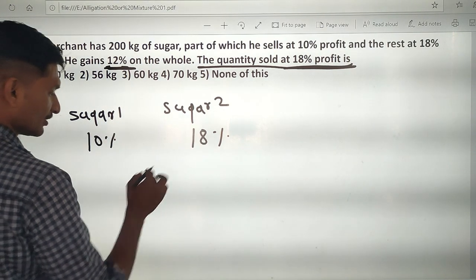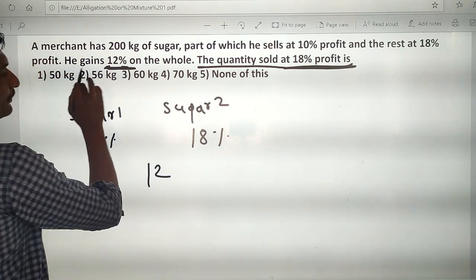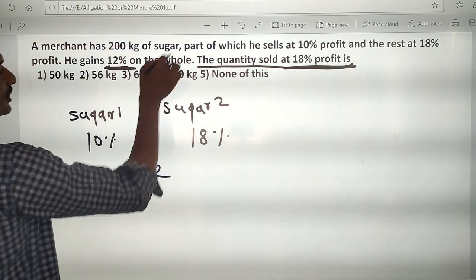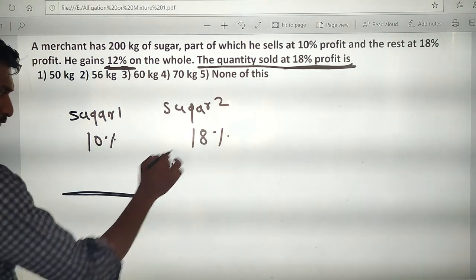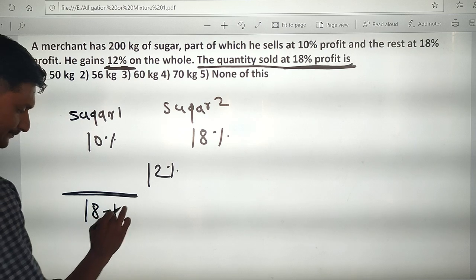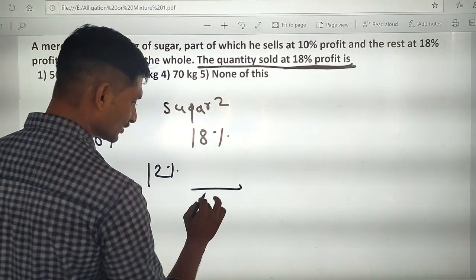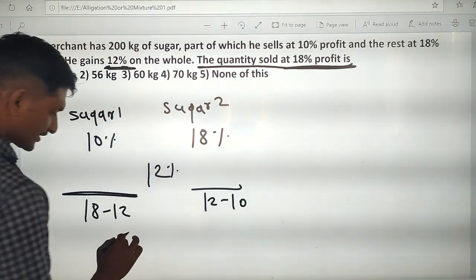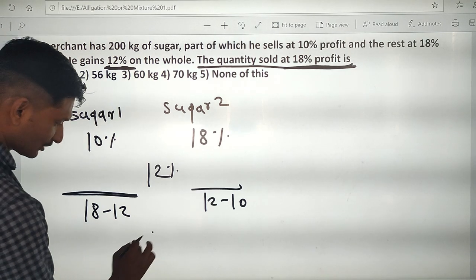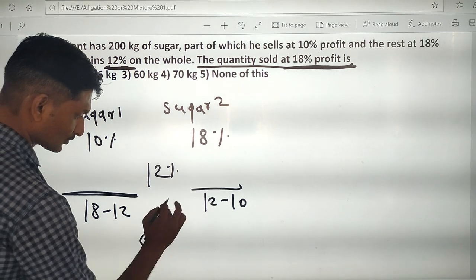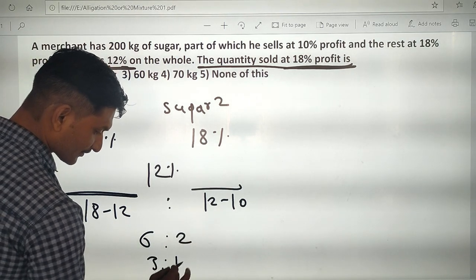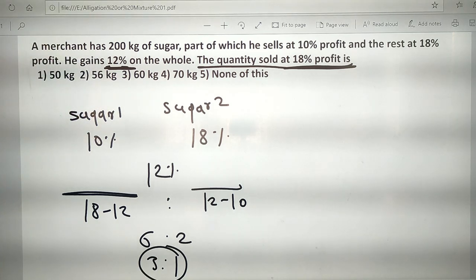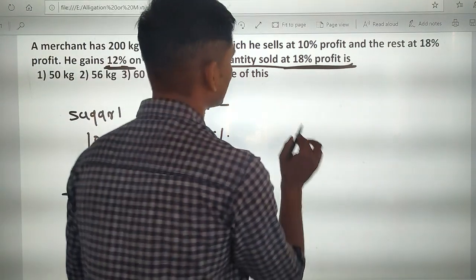Then the mixture has a whole gain. Total gain is 12%. Now we write the subtraction of these two here. 18 minus 12 is 6 and 12 minus 10 is 2. Then the ratio is 3:1. Sugar 1 and sugar 2 ratio is 3:1.